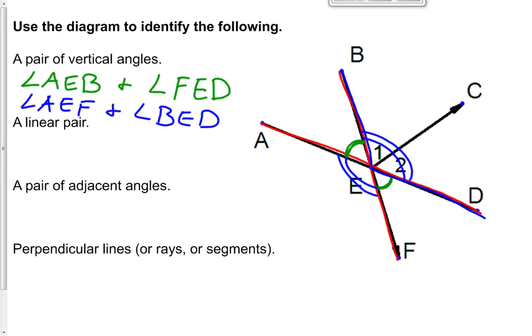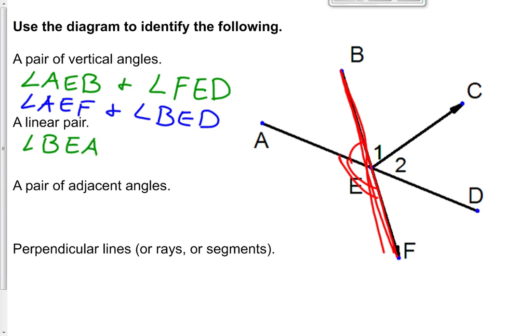Name a linear pair. Let me get rid of my writing here. Clean up the picture a little bit. A linear pair are two angles that form a line. So here is a line, BF. So this angle and this angle, when you add them up, form this line, a linear pair. So there's one instance. We'll call that angle BEA. Here it is, BEA. And the other one is AEF. That's the obtuse one. AEF.